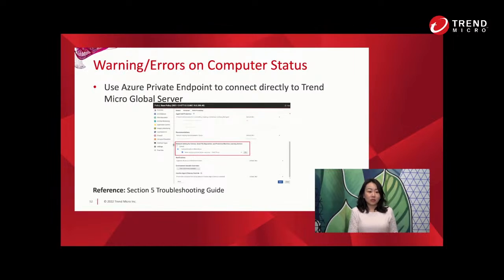Likewise, in Azure, you can click on the policy and use the Azure Private Endpoint to connect to the Trend Micro Global Server. In order to do this, you can click on the computer with this issue, go to the settings under General, see the network settings for Sensors, Good File Reputation, and Predictive Machine Learning Service. Configure it to use the proxy, which is the private endpoint for your Azure account.